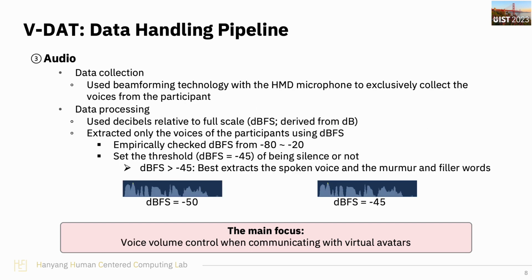Next is the audio data. Before calculating the voice volume, we use DVFS to extract only the participants' voices from the audio data. We empirically confirmed that -45 is the appropriate threshold. These audio samples show the difference.